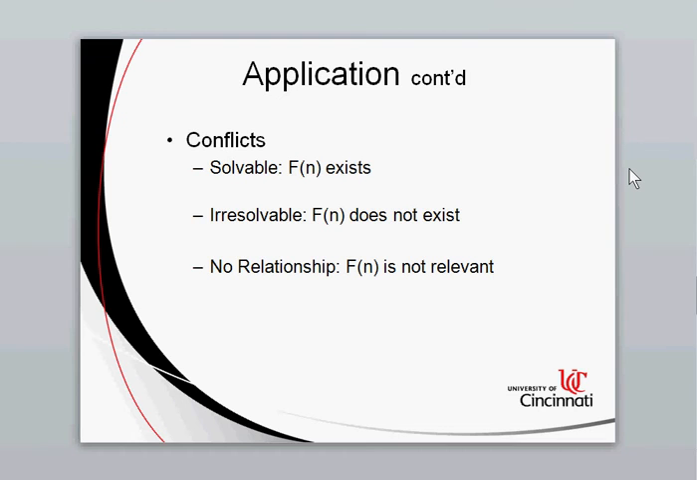The conflict semantics describe three conditions. In the first, there is a function f that exists that can map the attributes from the operational data store into the attributes of the user concepts or the conceptual data warehouse design. An irresolvable conflict exists when that function does not exist, when there is no mapping. And the conflict called no relationship exists when it is not relevant to attempt to find such a function.